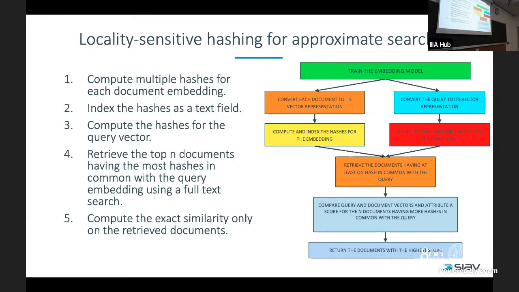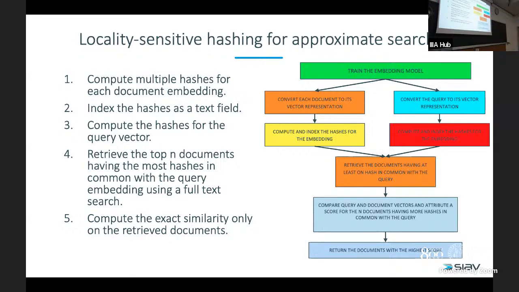And you compute the similarity between your query embedding and document embedding only on the first n documents having the most amount of hashes in common. Here, the amount of hashes in common works as the estimate of similarity that we talked about earlier.